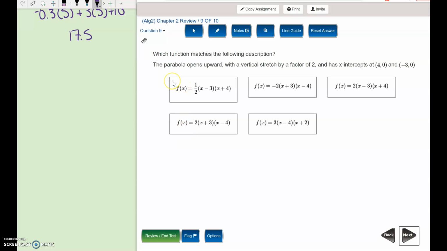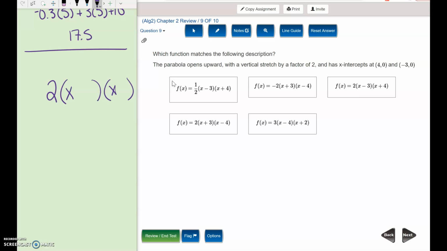Which function matches the following description? So I'm just going to kind of make some notes. The parabola opens upward, so I know it's positive in front, with a vertical stretch of 2, so I know there has to be a 2 in front. Oh, and it's telling us intercepts, so I know it's going to be intercept form, and I have to put the intercepts in backwards. So 4 actually goes in as minus 4, negative 3 goes in as plus 3. So which one matches that? Positive 2, x minus 4, x plus 3. Notice the order of those parentheses does not matter as long as one of them says x minus 4 and the other one says x plus 3.